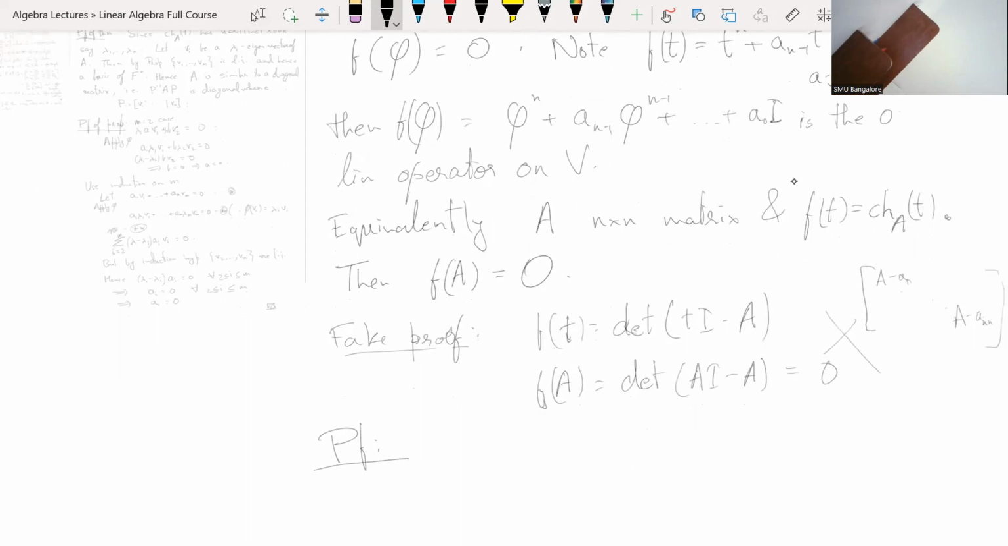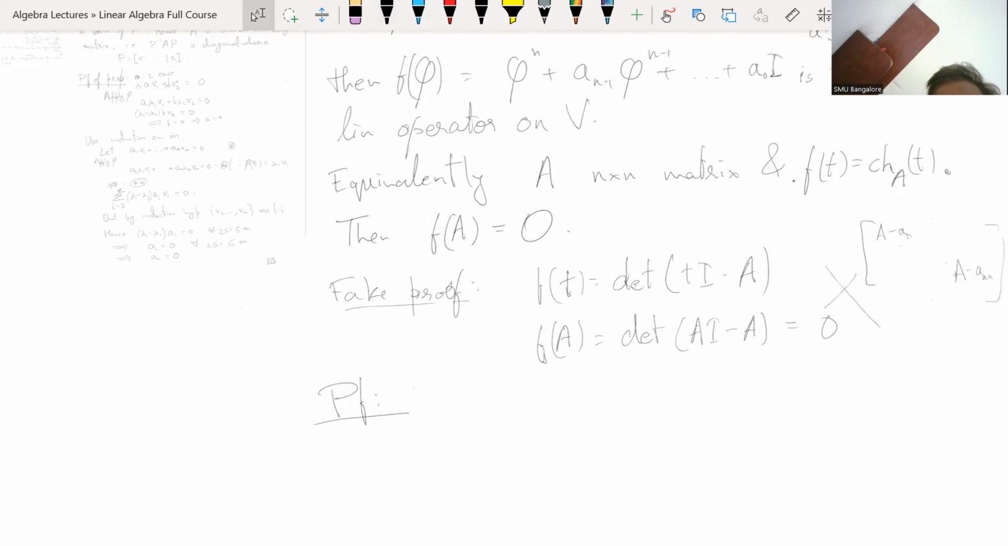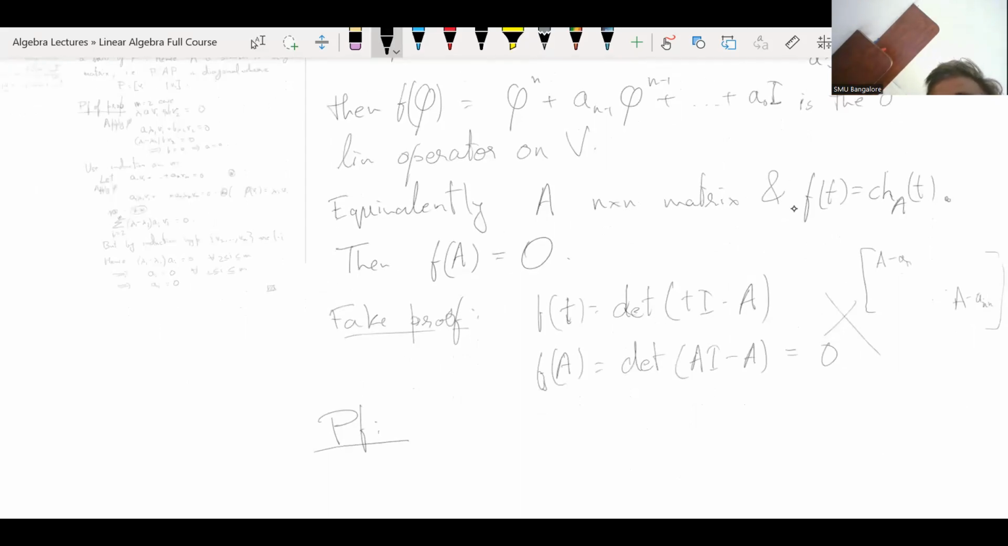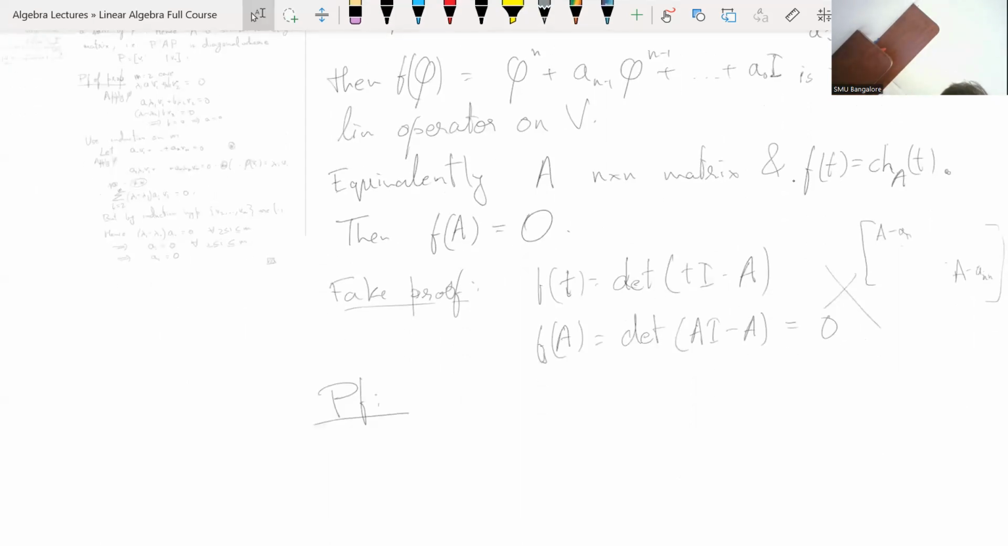So what do you do? So the trick is this. The determinant of T of a matrix, there is a way to calculate it.